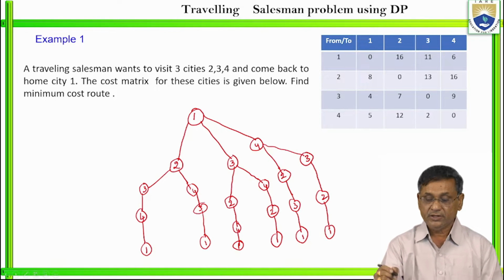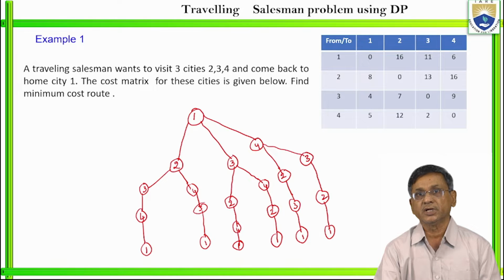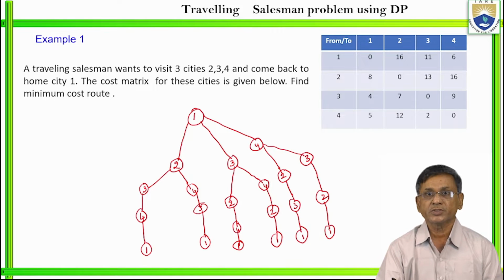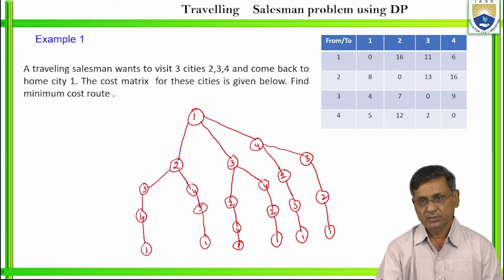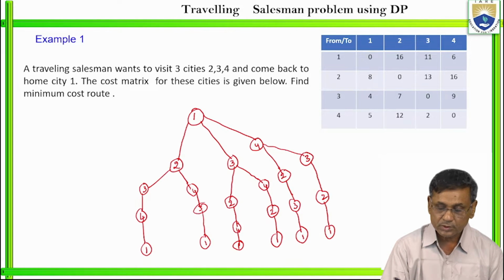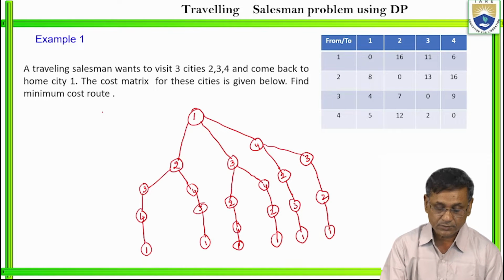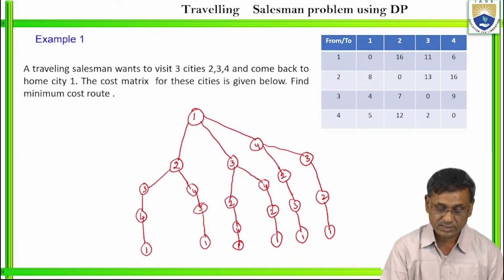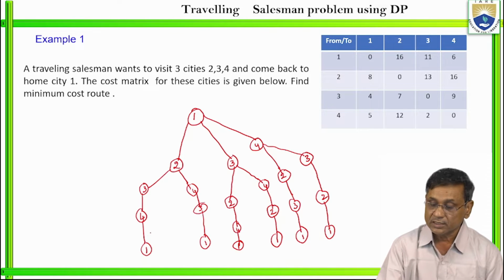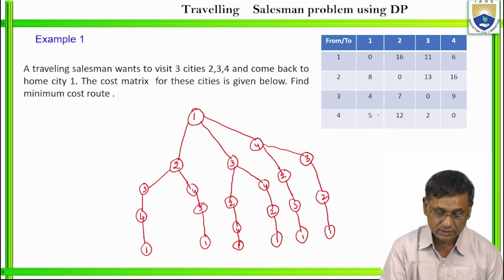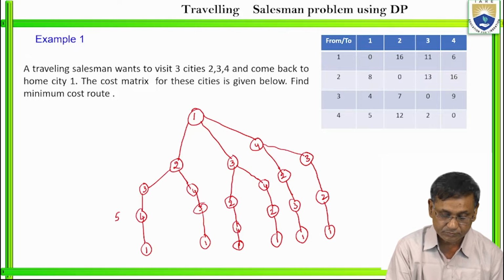So these are the different routes available for the salesman. He has to select the shortest route for his plan. Now this is the state space tree. Now we can find out the distances from here. From 4 to 1, the distance is 5.